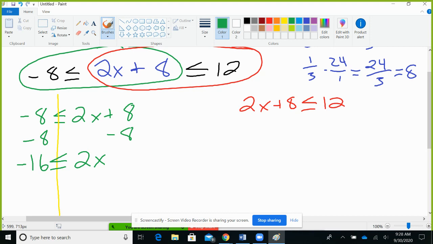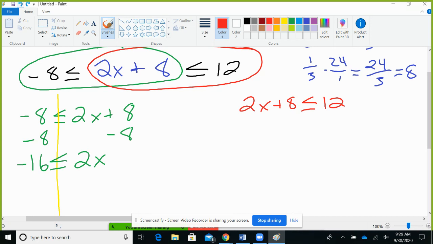So what I did is this side is a plus 8, so I subtracted it so that I got 0. If I subtract it on this side, I have to subtract it on this side. I have to do the exact same thing on both sides. So now I'm at -16 is less than or equal to 2x.